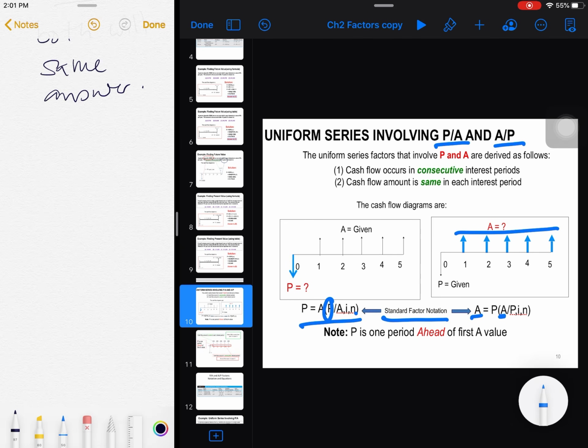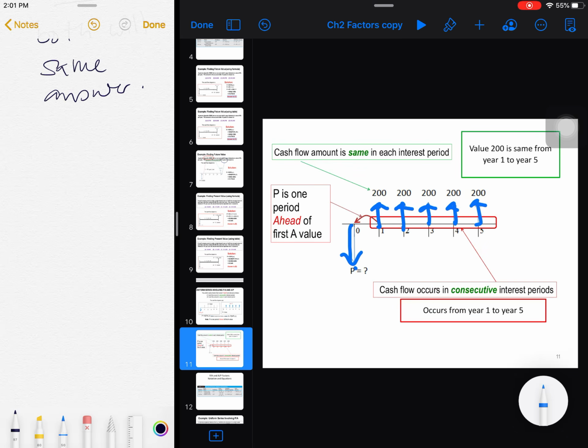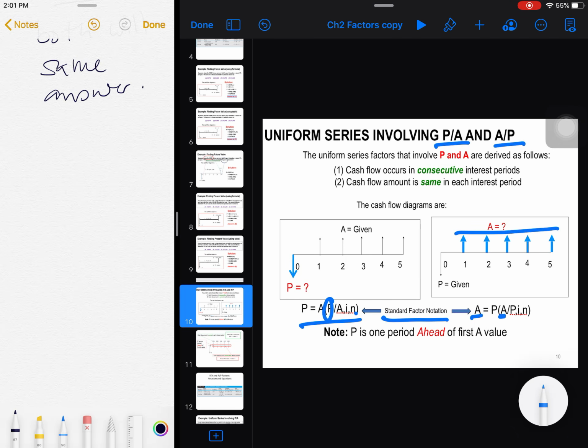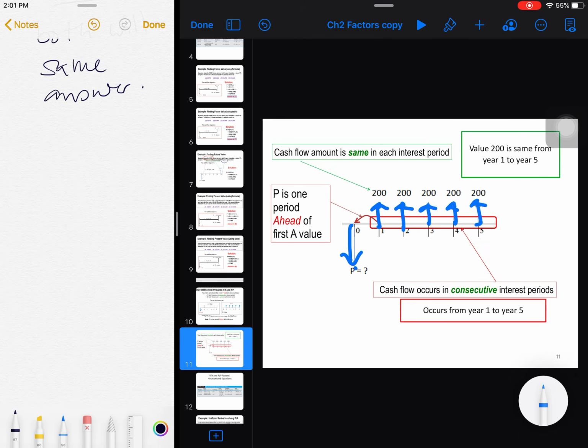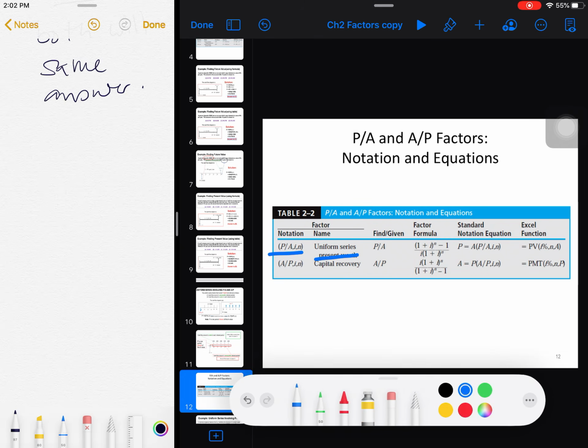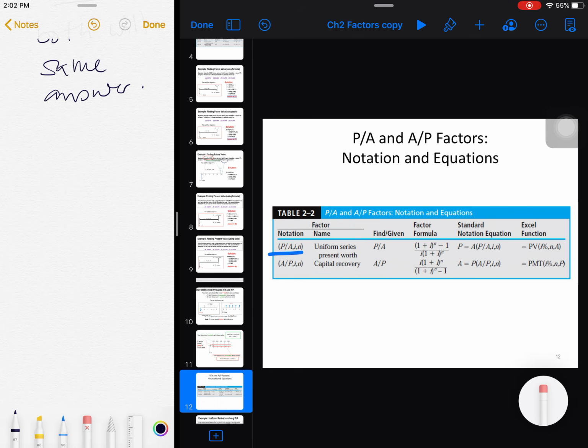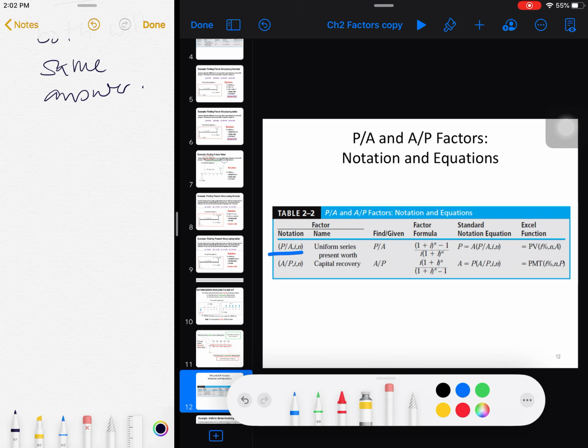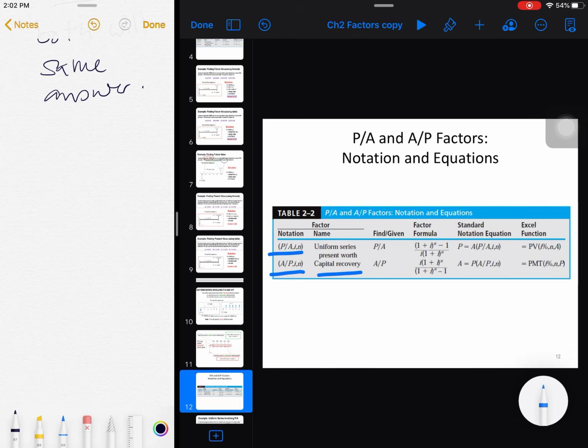So how do we solve this? Okay. Right. This is not a complete question yet. They have not given any value of i. The standard notation for finding these P over A and A over P factor notation and equations. This is how we find it. For P over A, i, N, you need to find the uniform series. Or you can use the standard notation for finding A over P, where you get the capital recovery.